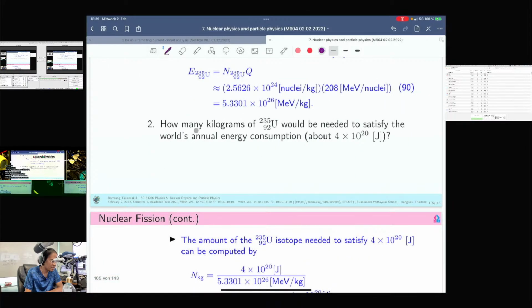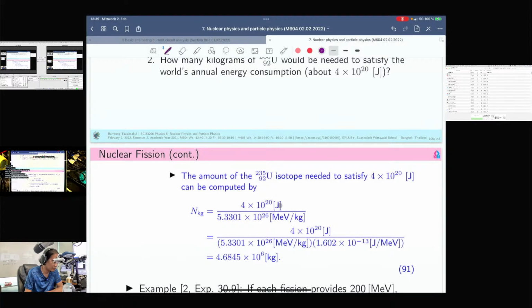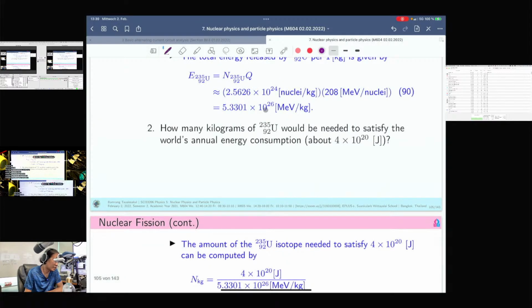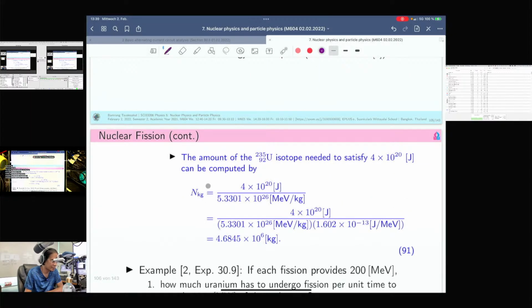If you want to know the number of kilograms, you need to divide the energy by this one. So 4 times 10 to 20 joules divided by the amount of energy per kilogram, and you will know the number of kilograms, right? But they have different units for energy. In nuclear physics, we express energy in electron volts, but in the SI system, they use the joule as the unit. So you just convert one of them to be of the same unit. For example, you may convert the mega electron volt to joule.